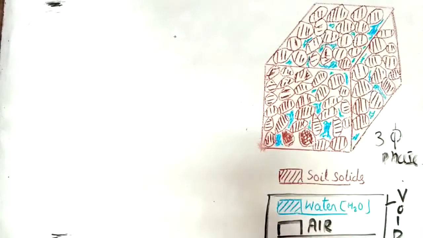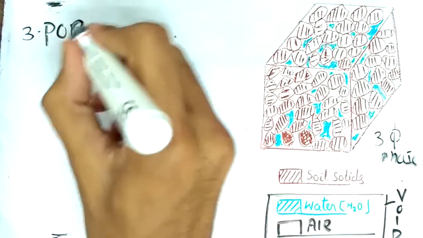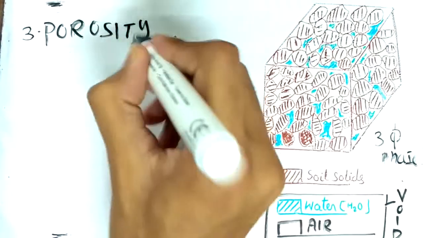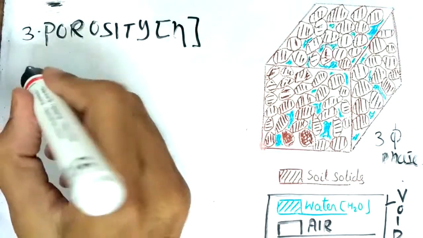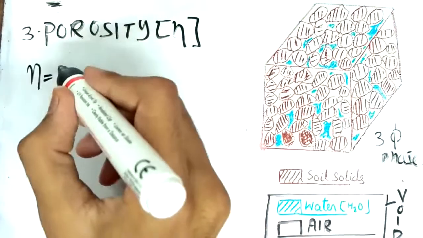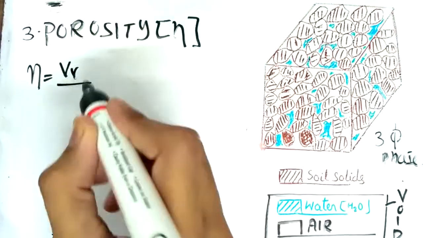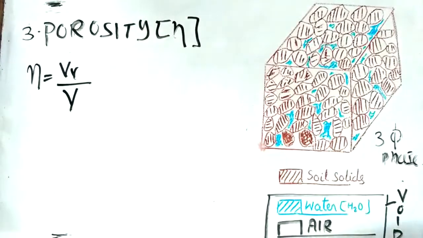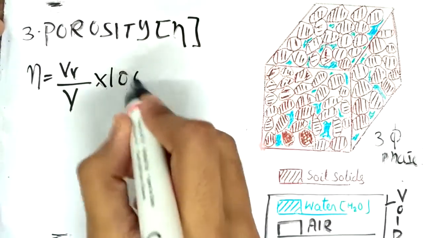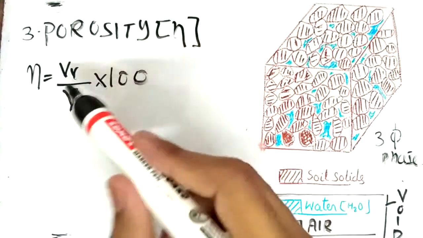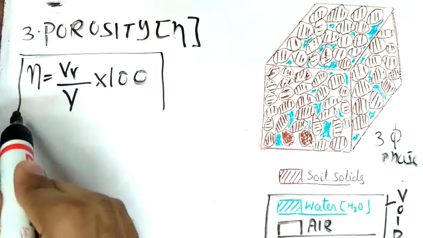Now let's talk about the third parameter, that is porosity. Porosity is represented by the symbol eta. So eta is equal to volume of void upon volume of total soil sample. If I want to get my value in percentage, I can always multiply the parameter with 100. So volume of void upon total volume of soil sample will give my porosity.